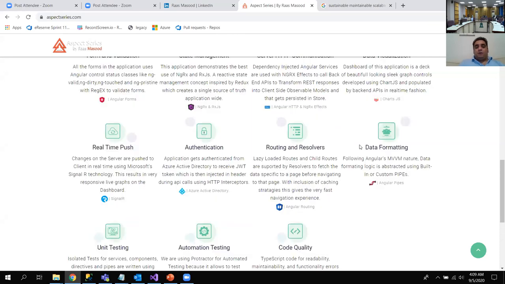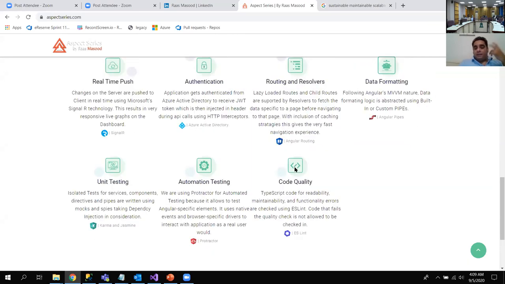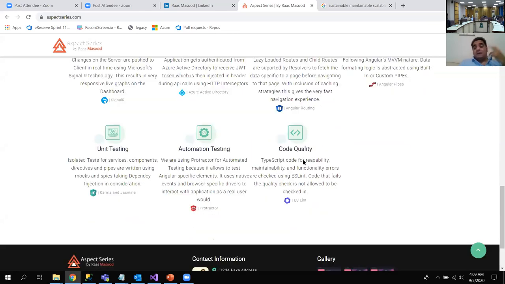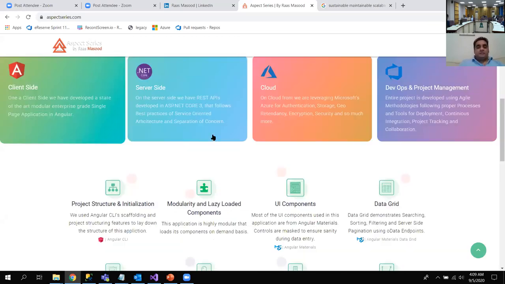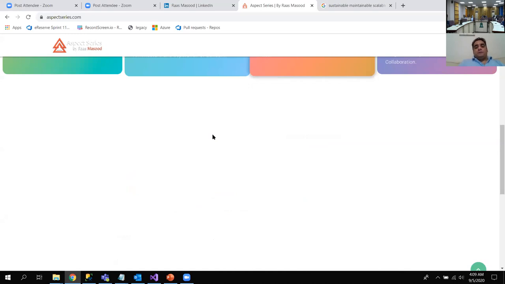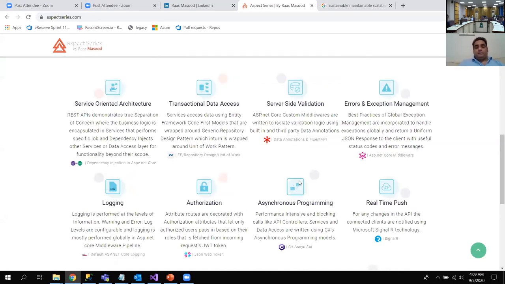And then there is a concept of model view model. I mean, I don't have time to go through all of this. I took care of code quality, which is one of the major aspects, and then automation testing. Then I come to the thing which is server side.